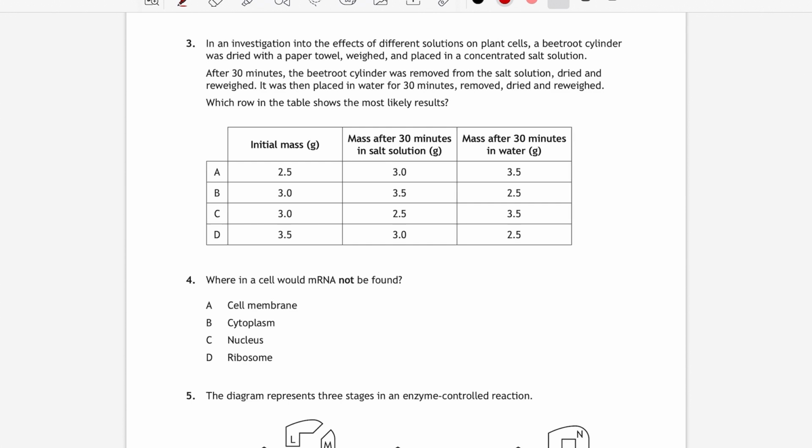Number 3, an investigation into the effects of different solutions on plant cells. A beetroot cylinder was dried with a paper towel, weighed and placed in a concentrated salt solution. After 30 minutes, the beetroot cylinder was removed from the salt solution, dried and reweighed. It was then placed in water for 30 minutes, removed, dried and reweighed. Which row in the table shows the most likely results? So again, you've got A, B, C or D.